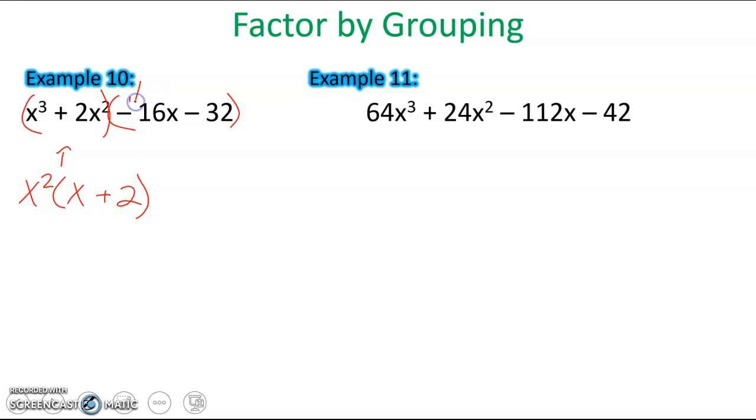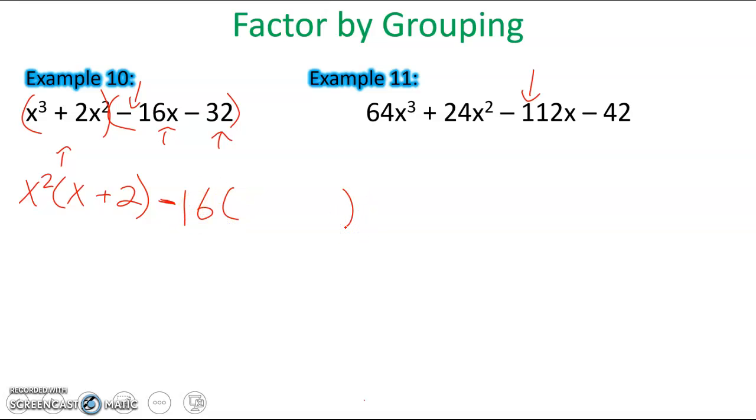Biggest thing right here: if your first term is negative, always immediately take out a negative number. Always assume that if your first term is negative, like it is over here, even though we're not doing that one, you take out the negative number. So automatically take out a negative number. And again, I don't have any x's to take out, but I can take out a 16. So I'm going to take out a negative 16.